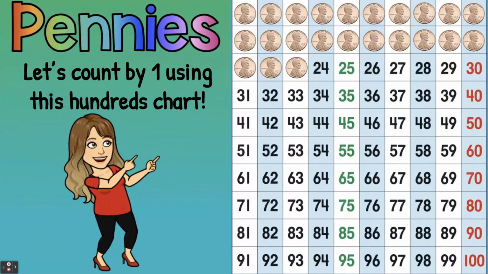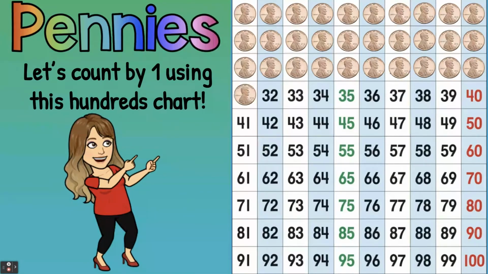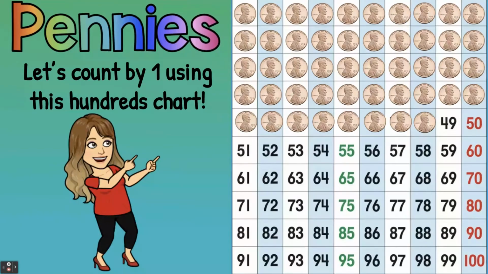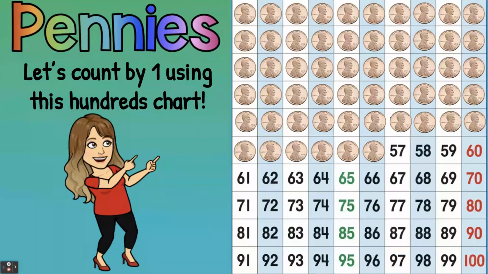21, 22, 23, 24, 25, 26, 27, 28, 29, 30. 31, 32, 33, 34, 35, 36, 37, 38, 39, 40. 41 through 50. 51 through 60.